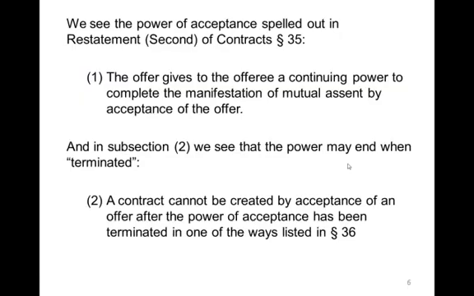We can see this power of acceptance spelled out in the Restatement Second of Contracts, which says, the offer gives to the offeree a continuing power to complete the manifestation of mutual assent by acceptance of the offer. We can also see in subsection 2 that that power may end when terminated. And it says a contract cannot be created by acceptance of an offer after the power of acceptance has been terminated in one of the ways listed in Section 36.